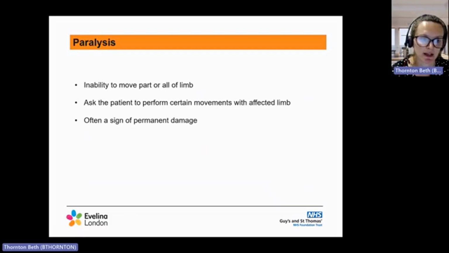You're not going to be able to see them extending and retracting their foot, so you just have to assess within the limits of what you can. And paralysis is a very worrying sign because that's often a sign of permanent damage. So signs of initial nerve damage would be your paresthesia, and by the time we get to the stage of paralysis, that's quite a late sign.